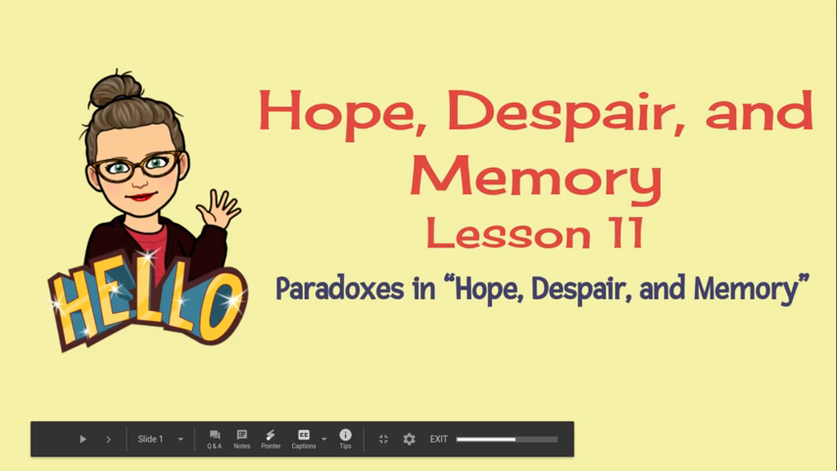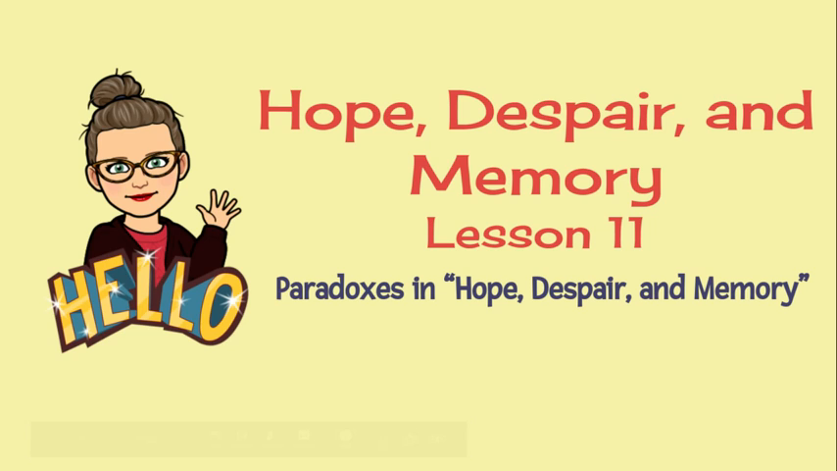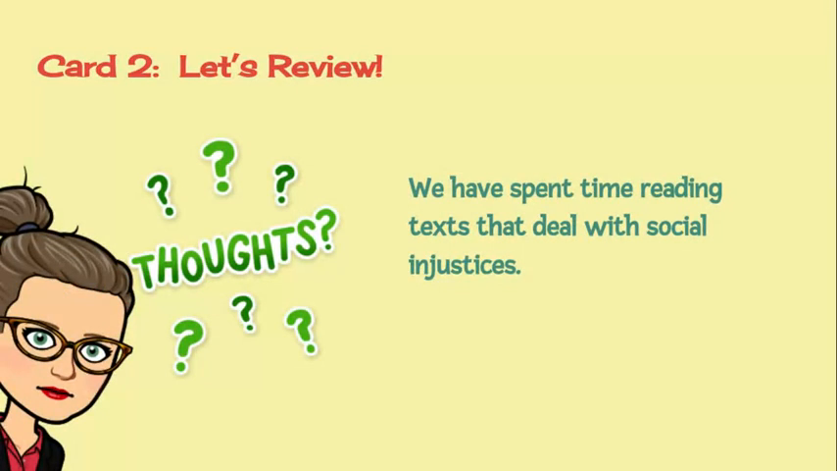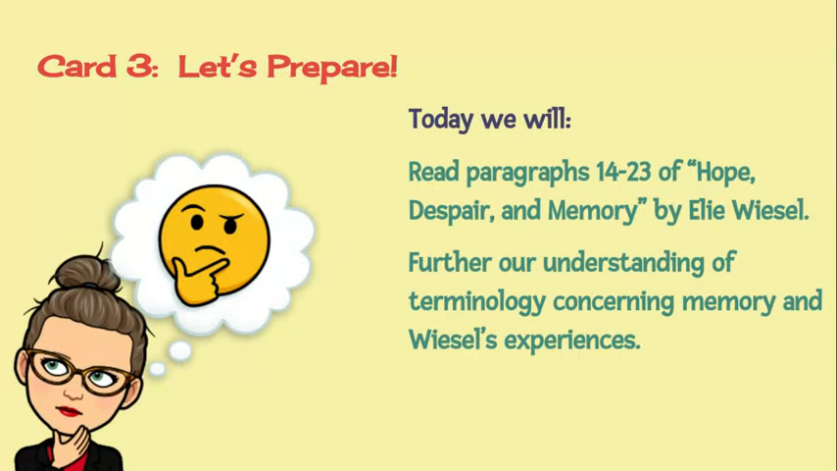Hello, and welcome to Hope, Despair, and Memory, Lesson 11, Paradoxes in Hope, Despair, and Memory. In previous lessons, we have spent time reading texts that deal with social injustices. Today, we will read paragraphs 14 through 23 of Hope, Despair, and Memory by Elie Wiesel. We will also further our understanding of terminology concerning memory and Wiesel's experiences.